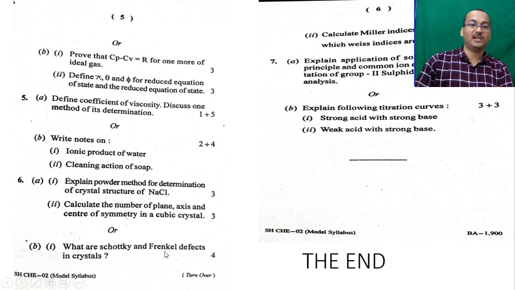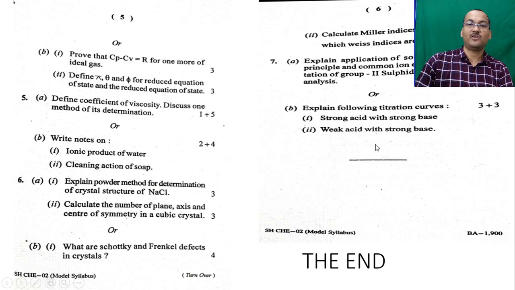What are Schottky and Frenkel defects in crystals? Calculate the Miller indices of the plane for which indices are 1/2, 1/2 and 1/2. The last question, explain the application of solubility product principle and common ion effect in precipitation of group 2 sulfides in qualitative analysis. Then explain titration curves of strong acid versus strong base and weak acid versus strong base.